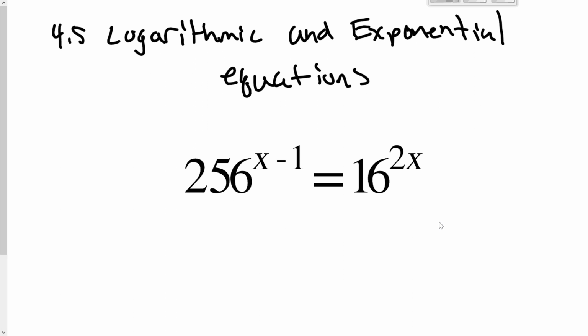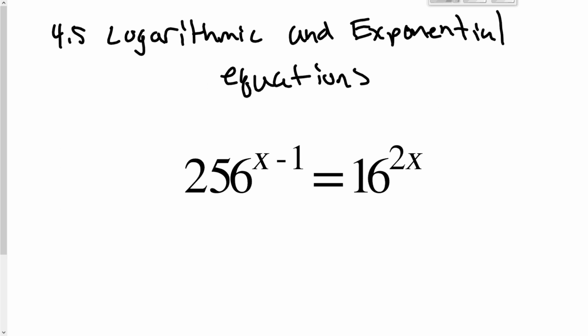Now we're going to get to section 5 of chapter 4, and this is about solving logarithmic equations and exponential equations. So basically just 3 videos, one going over exponential, one going over logarithmic, and then some application ones. Okay, so we'll start with exponential ones.